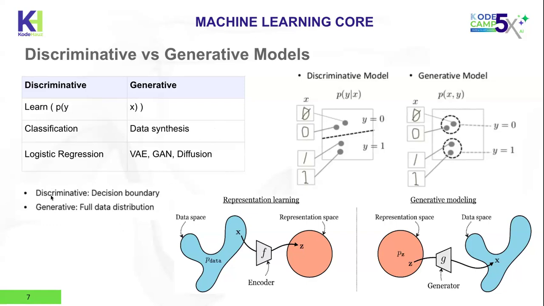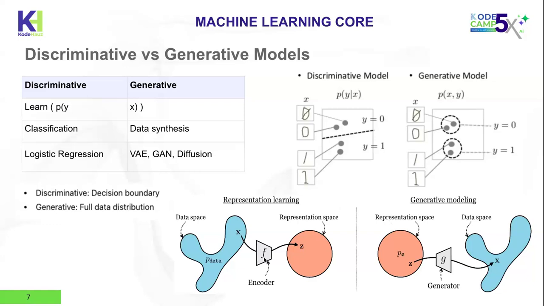Then for discriminative models, what they are learning is a decision boundary. A decision boundary is basically a line in a two-dimensional space, a plane in a three-dimensional space, or a hyperplane in a multi-dimensional space that is used to separate different groups or categories, right? That's what a discriminative model is learning. But a generative model is actually learning the full data distribution. In other words, what comes next after this, based on what it has learned. That's what we mean when we say full data distribution.